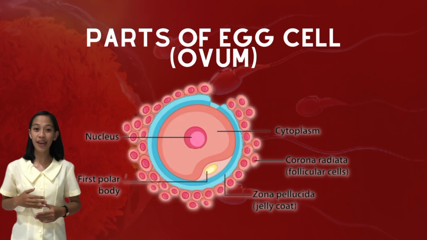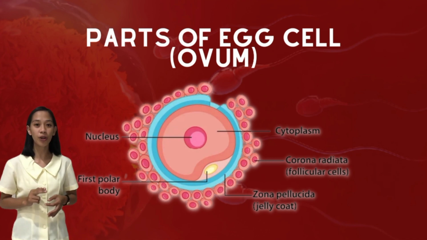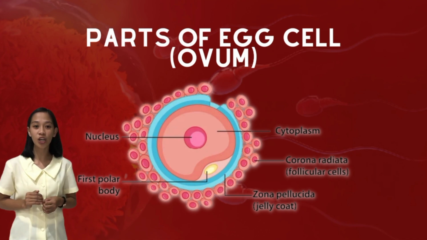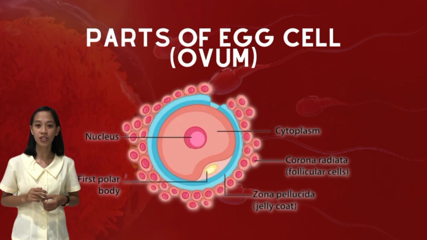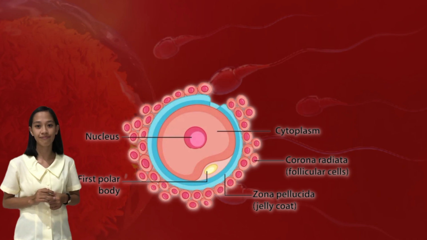The parts of the egg cell are the nucleus, first polar body, and cytoplasm, but there are two important parts of fertilization, which are the zona pellucida and corona radiata. The zona pellucida, an outer membrane of the egg, helps the sperm to enter the egg through its hard outer layers. The corona radiata surrounds an egg and consists of 2 or 3 layers of cells from the follicles.